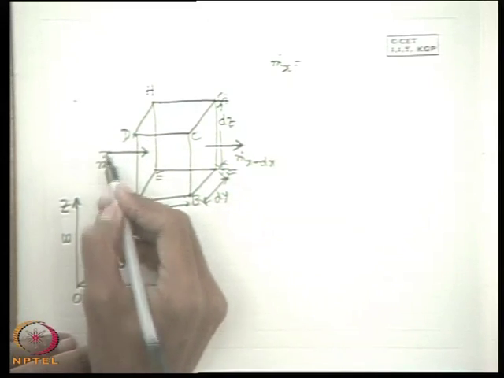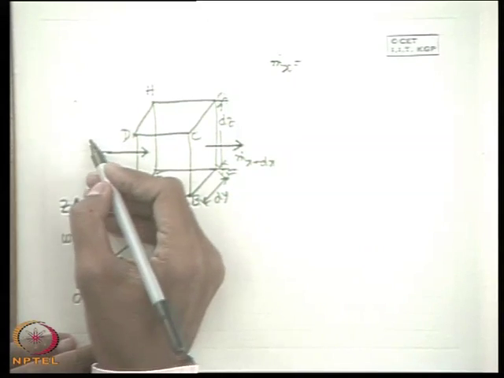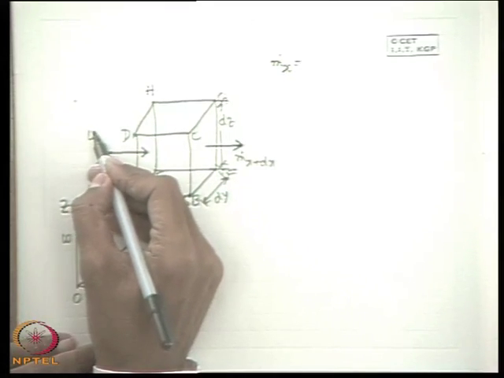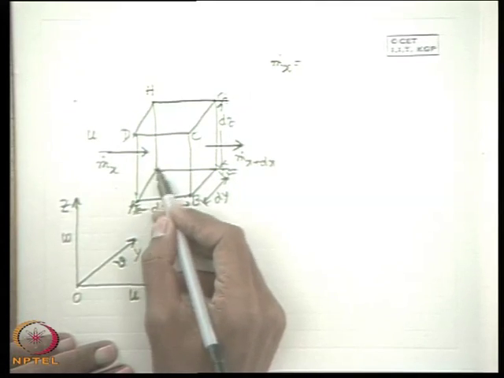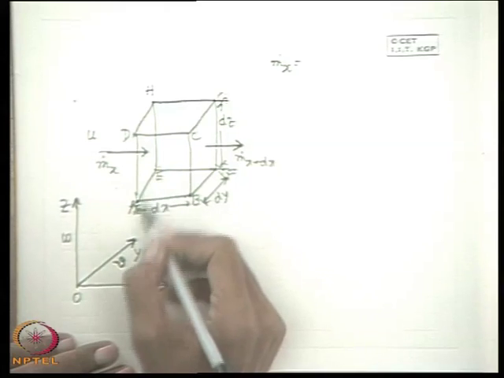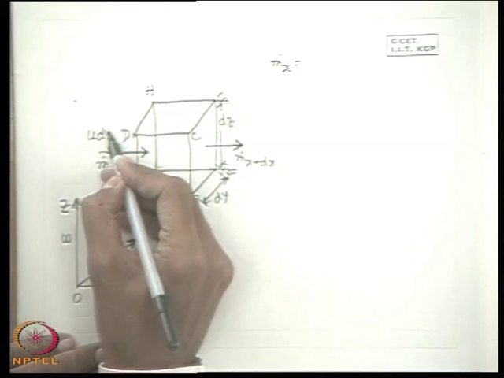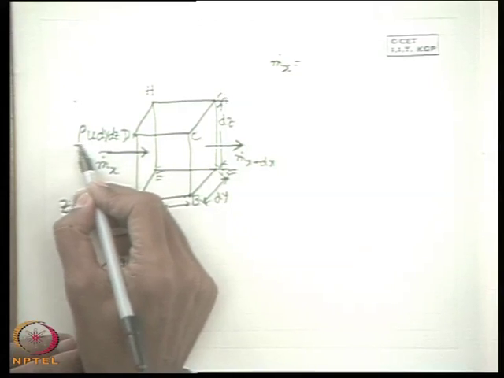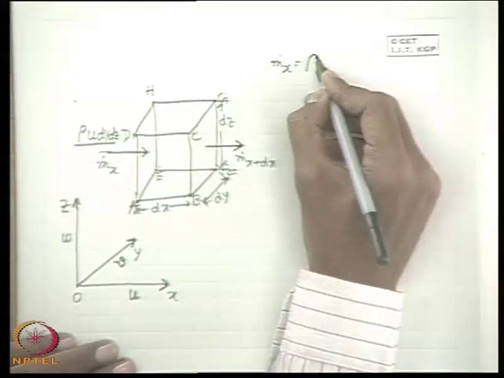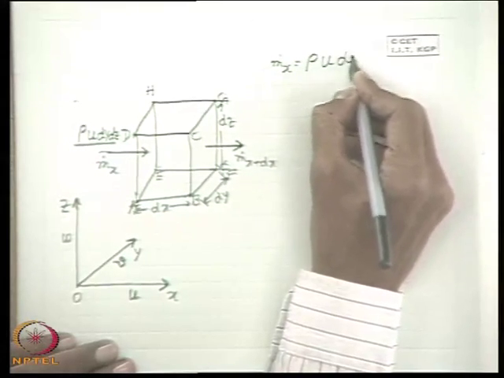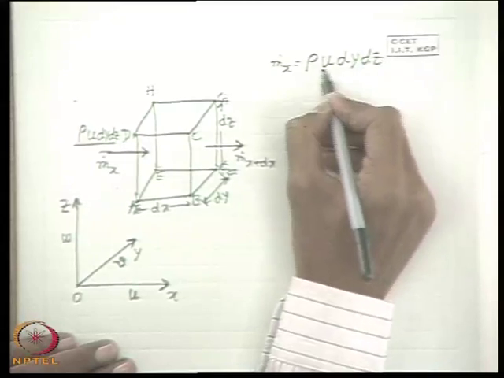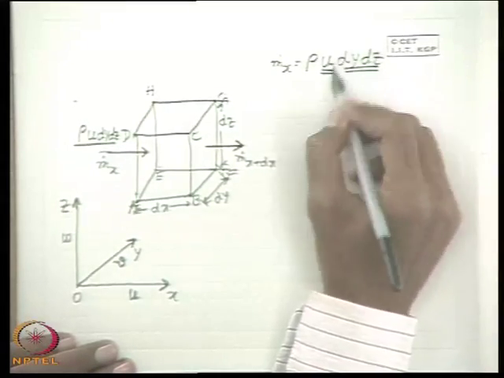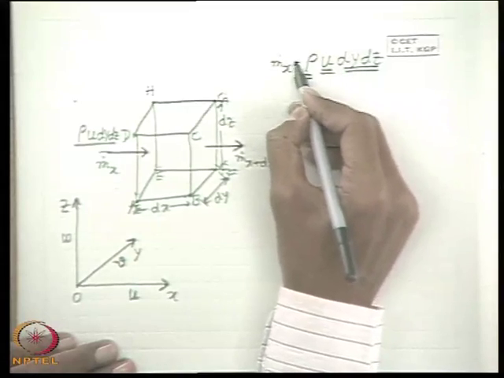You know, the volume flux in a fluid flow is given by the velocity times the area. So if the velocity is u, what is the area? Area is dy dz. And volume flow times the density is the mass flux. So mass flux is simply rho u dy dz. That means u is the velocity; velocity times the area is the rate of volume flow, times the density is the rate of mass flow that is coming in.